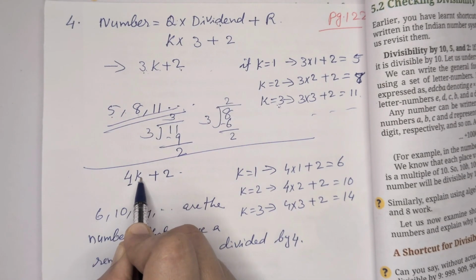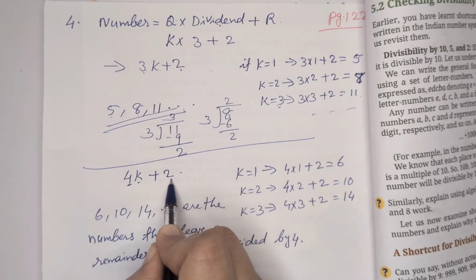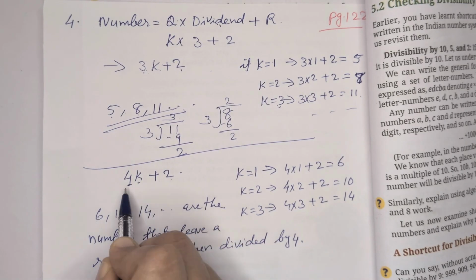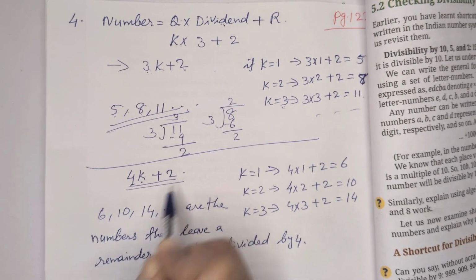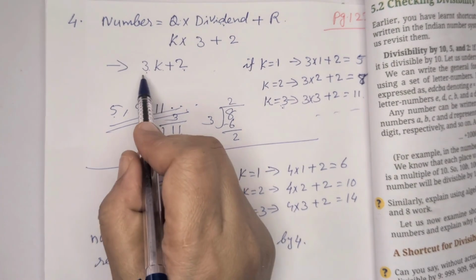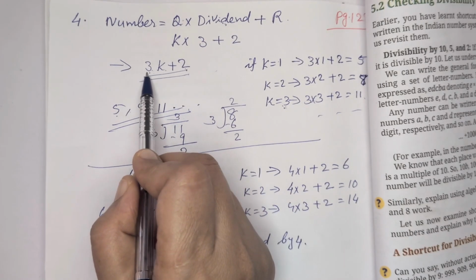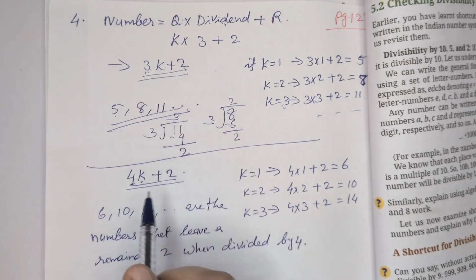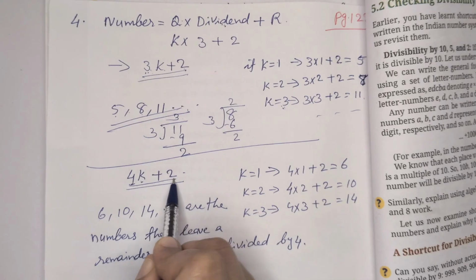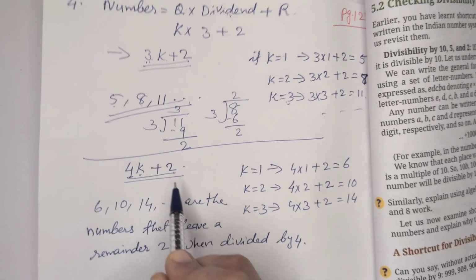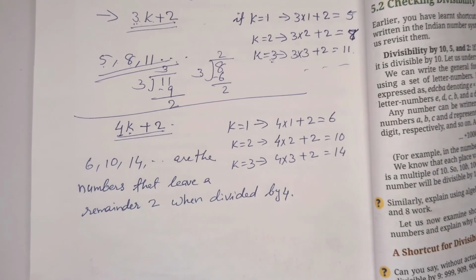Quotient we can take as k, and remainder is 2. So the expression will come 4k plus 2. Before it was 3k plus 2, because the dividend was 3. Here dividend is 4, remainder is the same. Here also, the same way, we have to put the values for k.